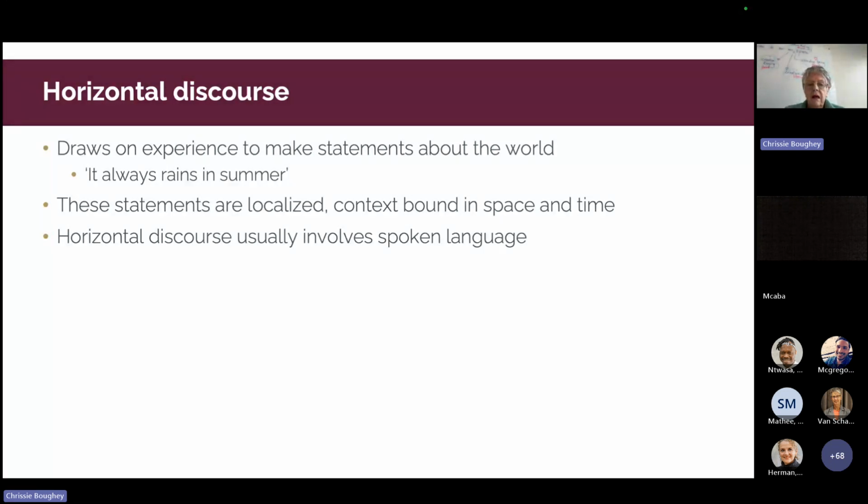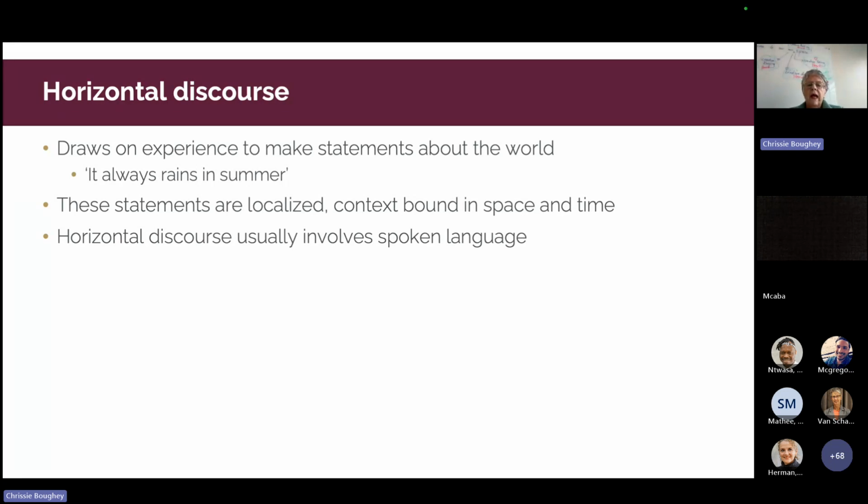So this horizontal discourse, these statements about the world around us based on experience, are localized and context bound in space and time. And they usually involve spoken language. So we encounter horizontal discourse from birth as our caregivers tell us about the world. Oh, look, the sun is shining, and so on. Oh, look, it's whatever.